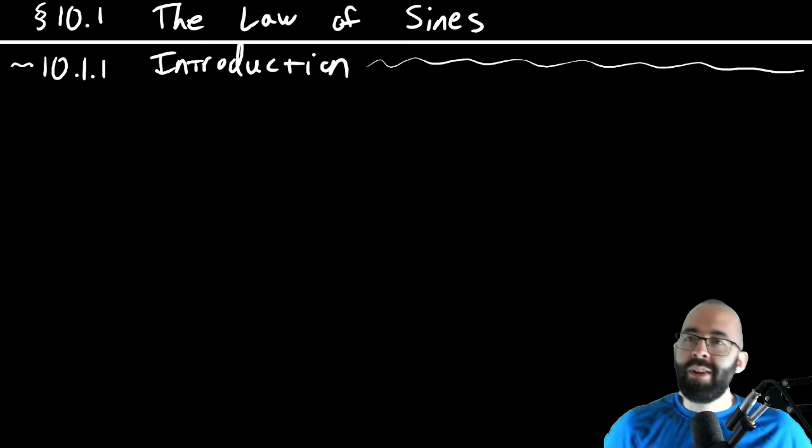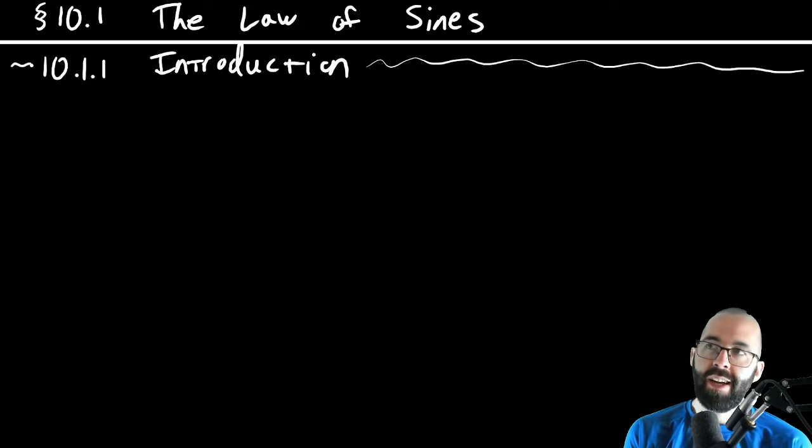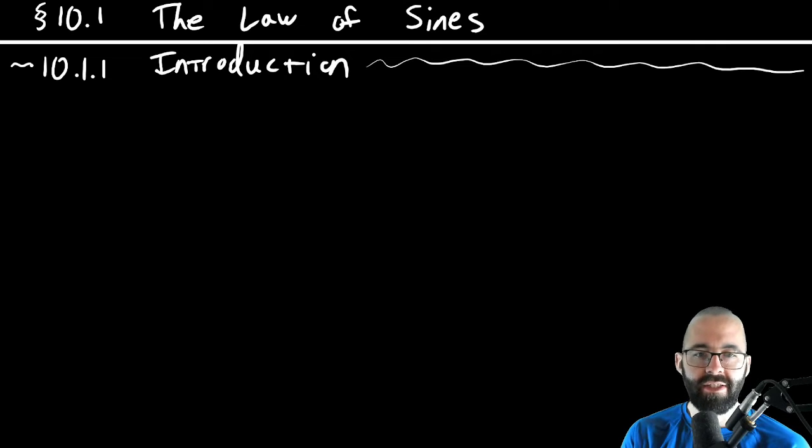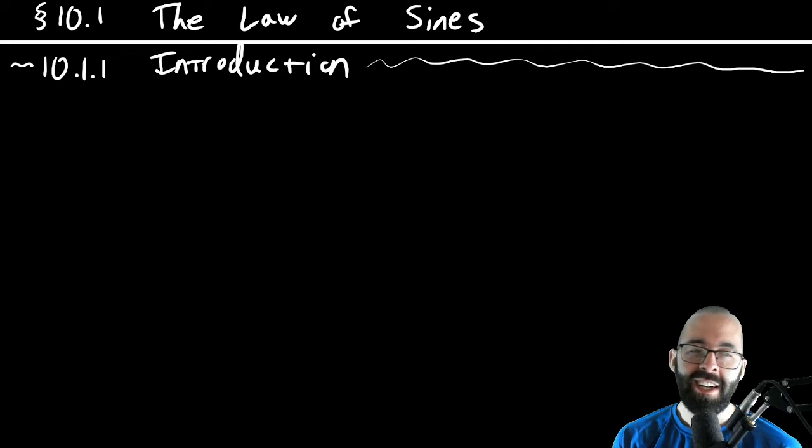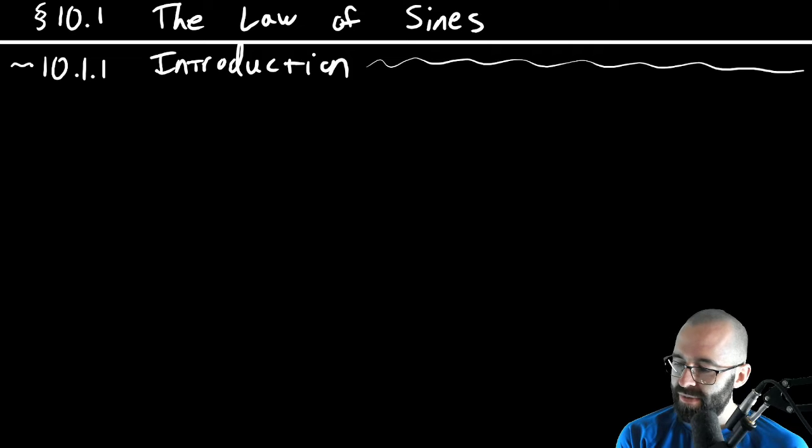All right, so we're now into chapter 10. And chapter 10 is just a bunch of applications of trigonometry. We're only going to talk about 10.1 and 10.2, law of sines and law of cosines. The other stuff in chapter 10 is really, really cool, but we're going to be spending the rest of this class with algebra, okay? So 10.1, 10.2, law of sines, law of cosines, respectively.